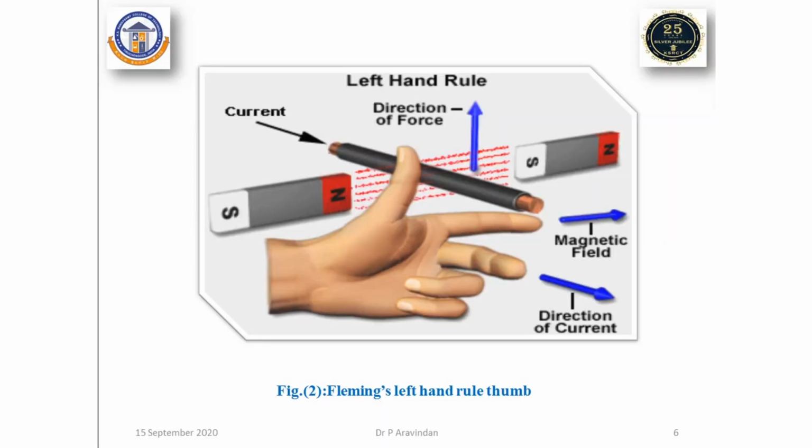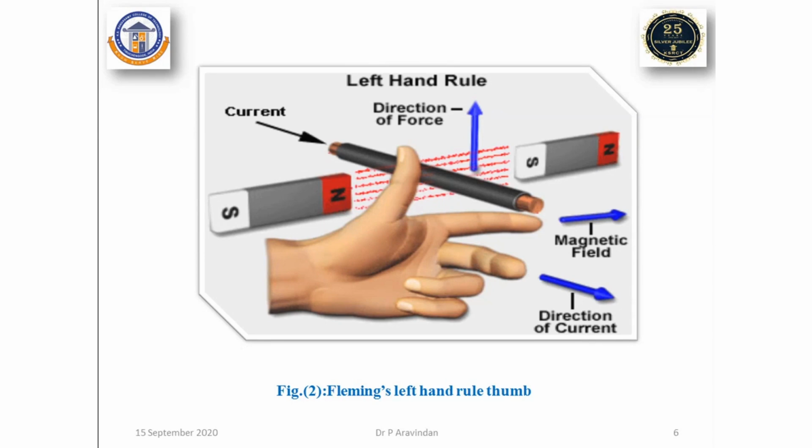For that, we stretch out the fingers of the left hand at right angles to each other: the middle finger, the thumb, and the index finger. The thumb and index finger should be at a right angle, and the index finger and middle finger should also be at a right angle, 90 degrees in between. Then we have to give the two important inputs for a motor.